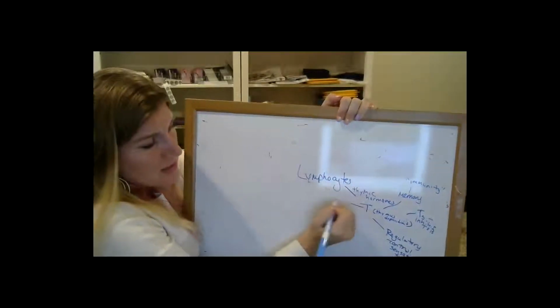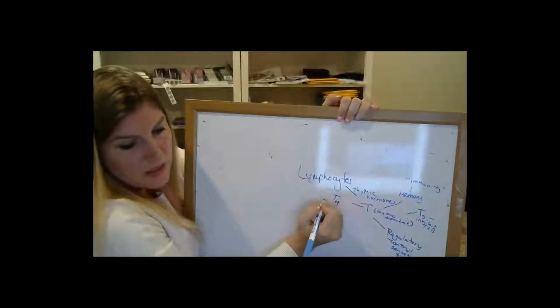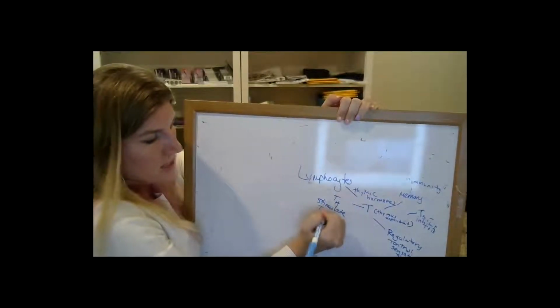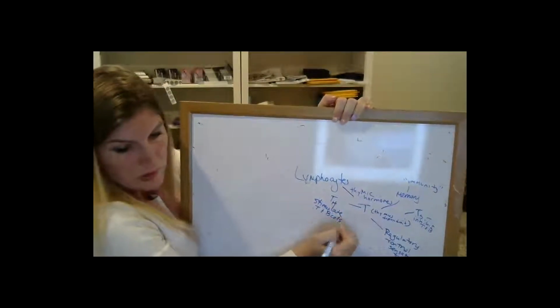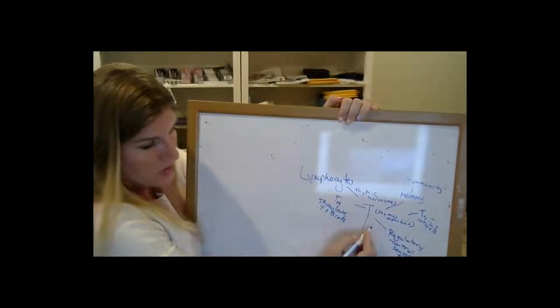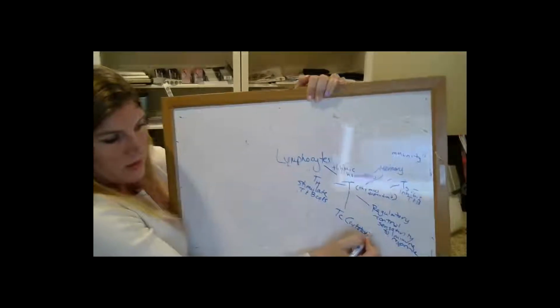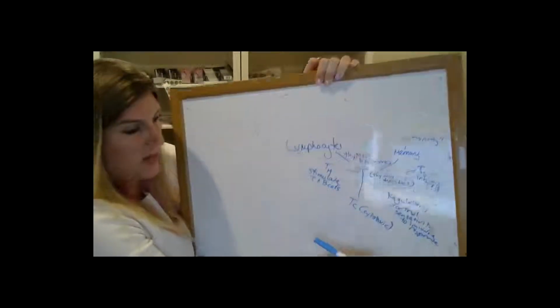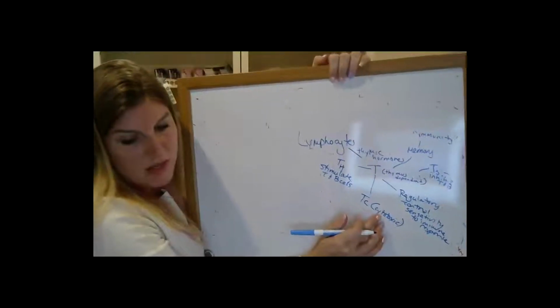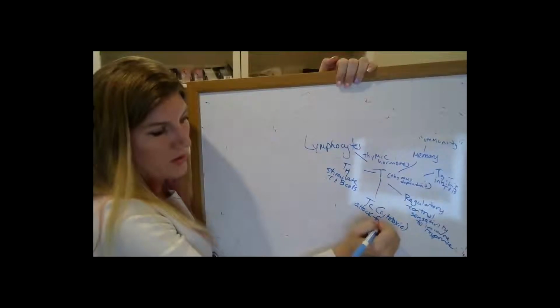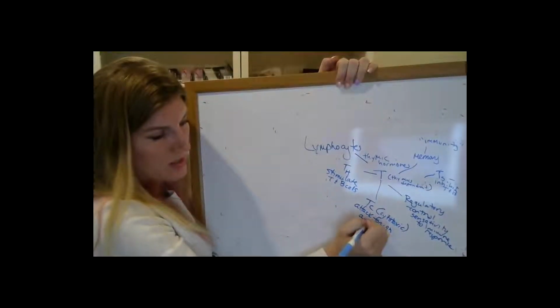You also have T helper cells. These are going to stimulate T and B cells. And then you also have TC cells. These are the cytotoxic. Those are the badass cells. Cytotoxic cells. These are there to actually attack foreign antigens.